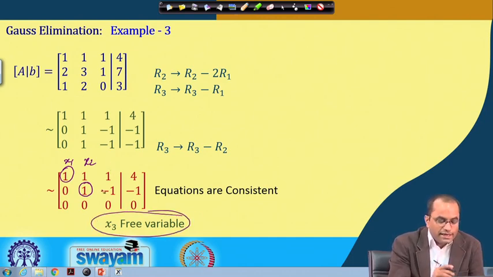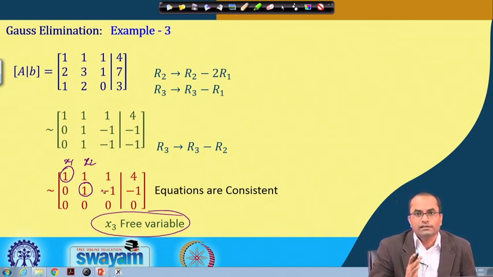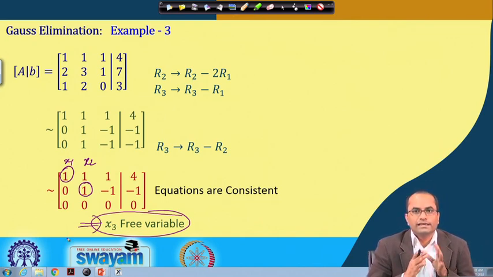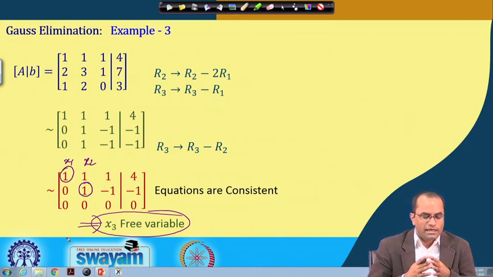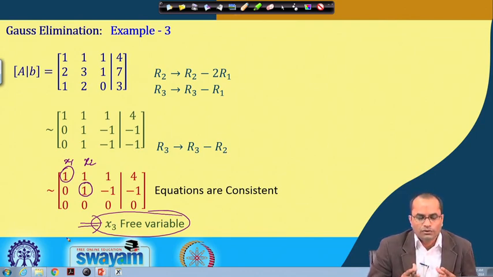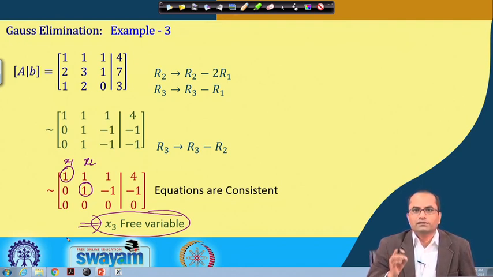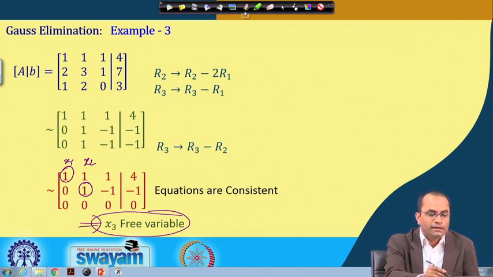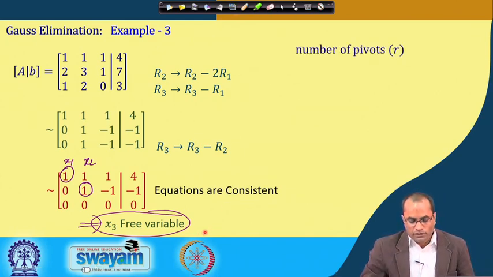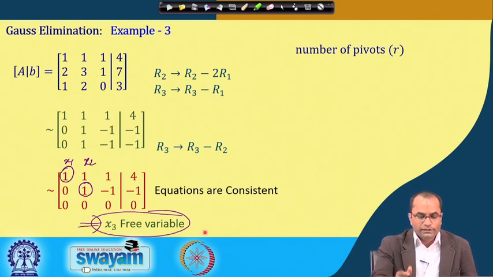Here, since the third column, corresponding to x3, does not have a pivot, we call x3 a free variable, because the column corresponding to this x3 does not have a pivot. Free means we can choose this as we want. So, this is exactly the point where we are entering into the discussion of infinitely many solutions, and since this is a free variable, we can choose anything we want, and that is what we will do now.